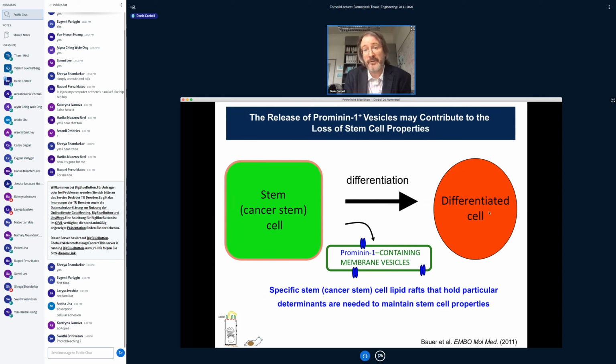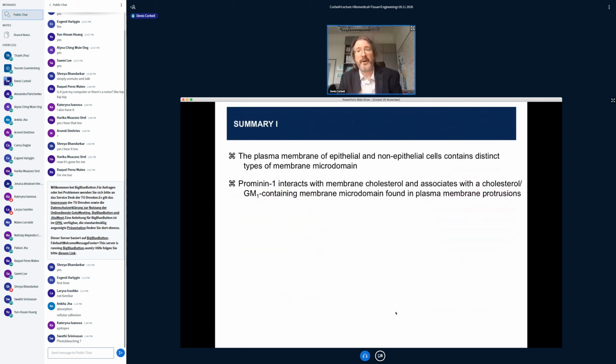Also in the future, it will be very, very interesting to know which other protein, which other lipid can be associated with prominin 1, and if they can play a role in maintaining the property of the stem cell. So if I summarize this part here, the plasma membrane of the epithelial and non-epithelial cell contain distinct types of membrane microdomain, and prominin interacts with the membrane cholesterol and associates with the cholesterol GM1 containing membrane microdomain found in the plasma membrane protrusion.